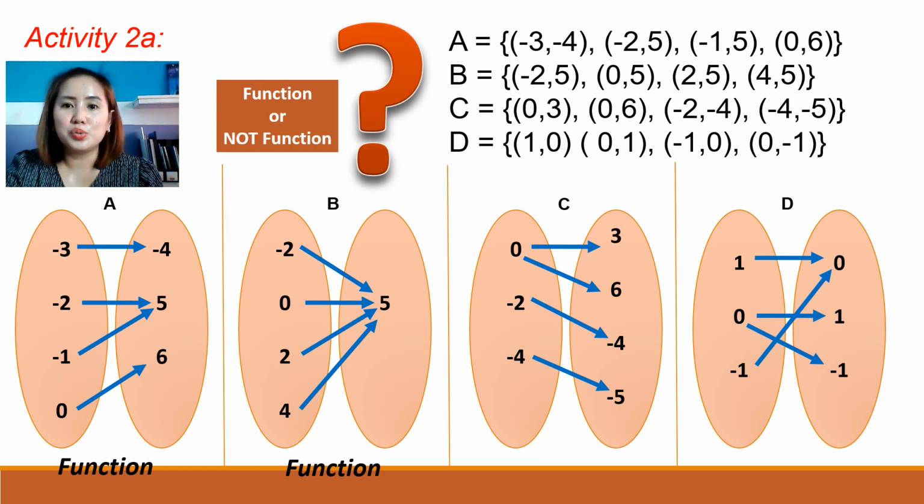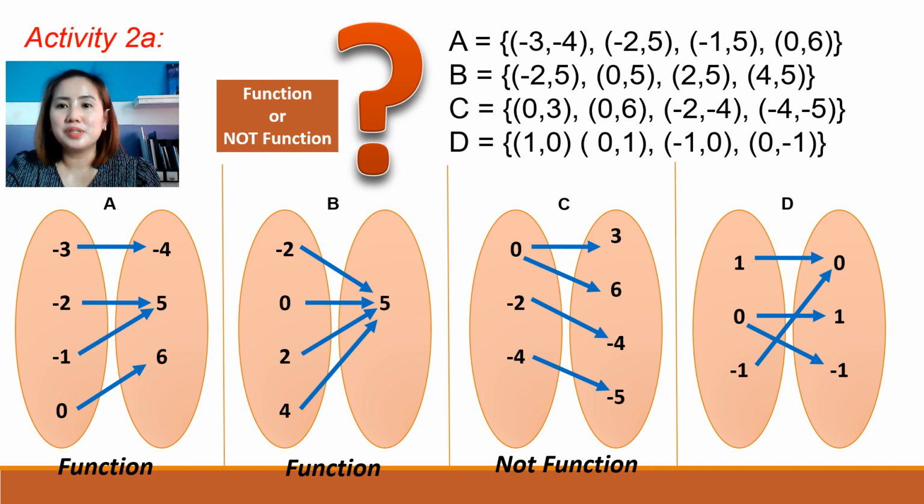Now let us proceed to C. If you can see, you have here 0 to 3, 0 to 6, negative 2 to negative 4, negative 4 to negative 5. If you look at 0, it was being used twice. It was repeated to represent two different ordered pairs.